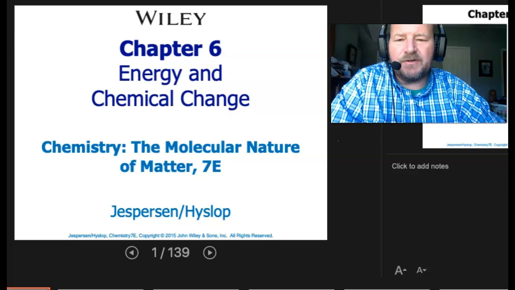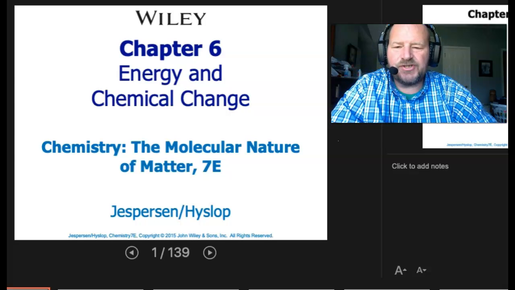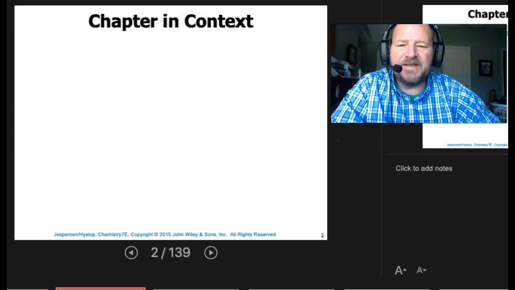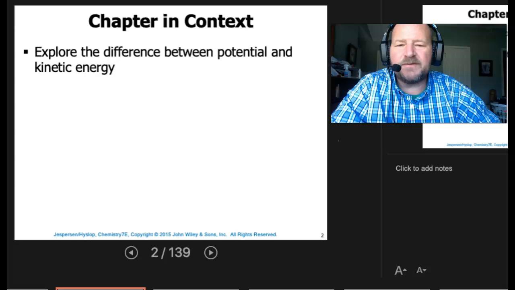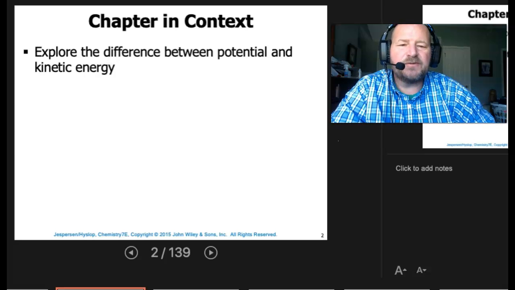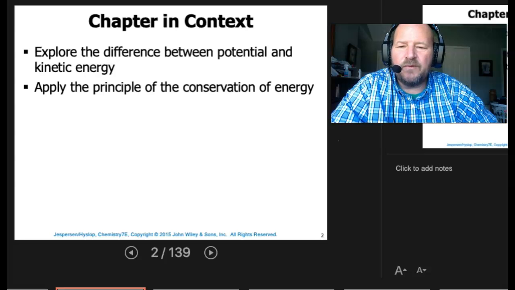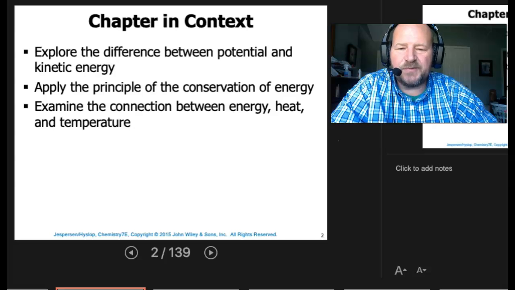All right, here's chapter 6, Energy and Chemical Change, based on the Jesperson text. So in this chapter, we're going to be looking at the difference between potential and kinetic energy. I'm sure most of you have that under control already, but again, we'll cover it just to make sure. We'll look at the principle of the conservation of energy. We'll look at the connection between energy, heat, and temperature.